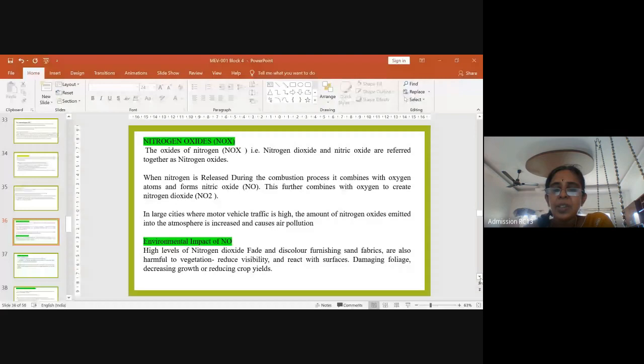This nitrogen dioxide discolors fabrics and is also very harmful to vegetation. It reduces visibility, damages foliage, and decreases the yield of crops.